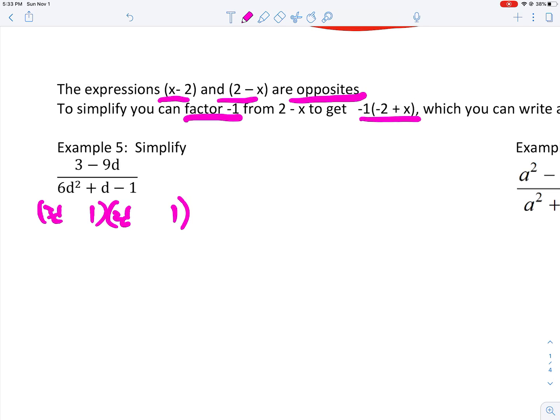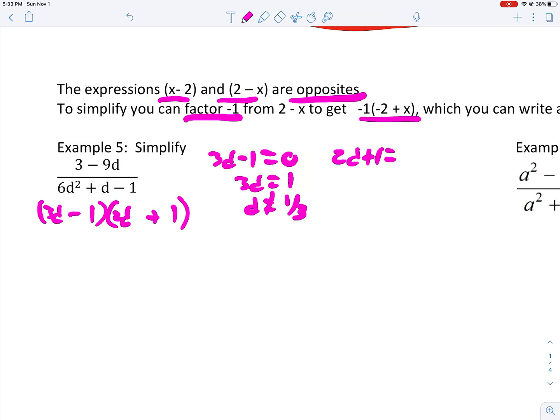Okay, that's 1d and 3d. So 3 and 2, that'll give us 1. So plus 1 minus. So set the denominators equal to 0. Add 1. Divide by 3. So d cannot equal 1/3.